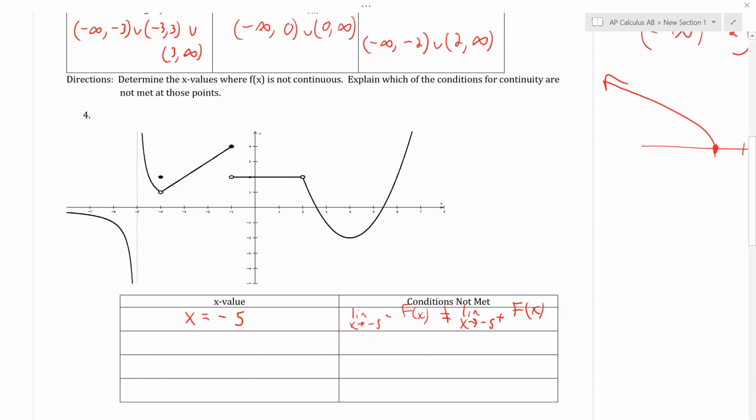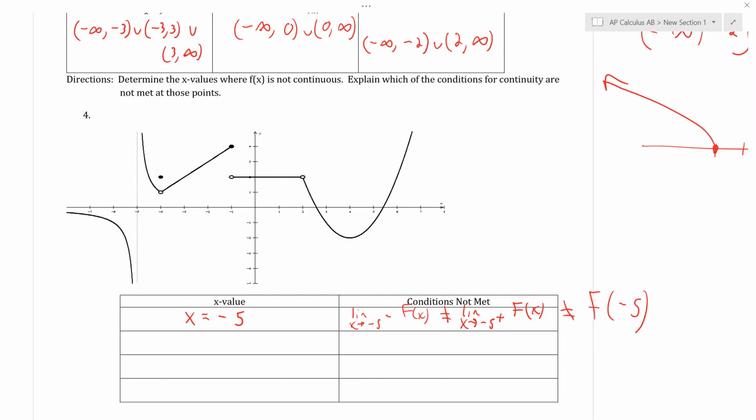is when we say it goes to infinity, that really means there is no limit. It's not approaching a number. Okay? But also, there's no point there. So we can also say neither one of those is equal to f of negative 5, because f of negative 5 is undefined. That makes sense? So all three pieces of our continuity fail.